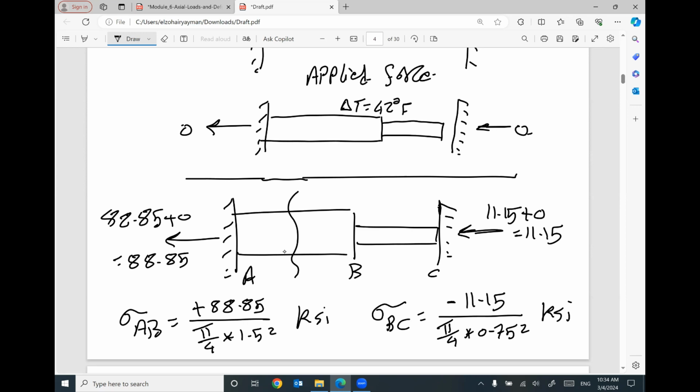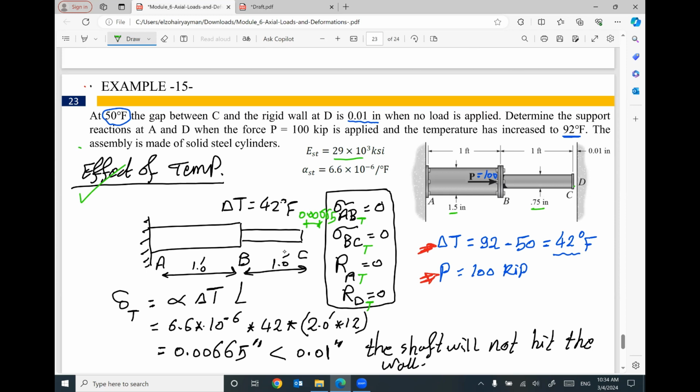That makes sense? So the superposition in this example, we have effect of temperature, we have effect of applied force, so I will consider each alone. The effect of temperature, you are lucky, I consider it's free to expand, the expansion equal 0.00665, which is smaller than the end gap, so no hitting to the wall, so no restriction for the elongation, so no stress, no reaction, nothing, due to the effect of temperature.